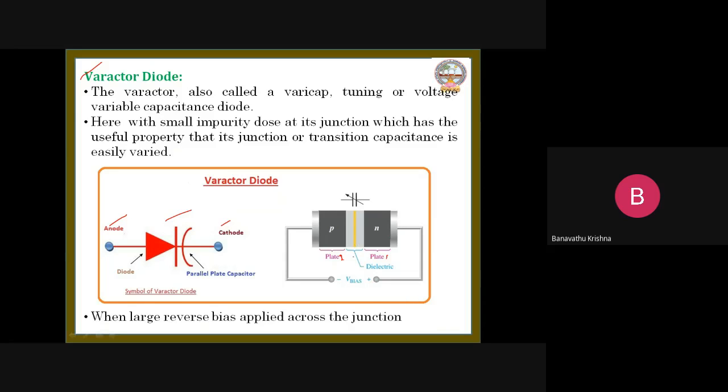Due to that, a dielectric field is established across this particular junction. If your voltage is varied, then automatically the capacitance will vary across the junction. So let us see these particular points here.